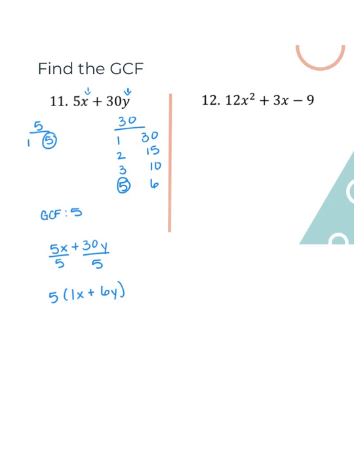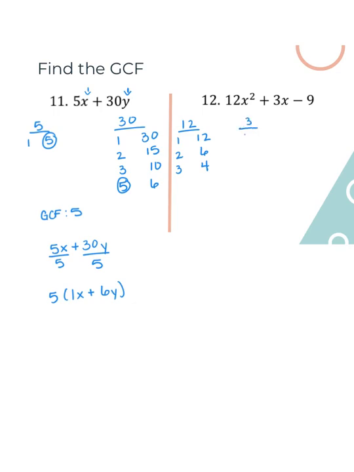Okay, so let's find the greatest common factor between 12x squared plus 3x minus 9. Okay, so first I'm going to find my 12. So remember, you always know you're going to start with 1. So 1 times 12. Okay, and now you're going to take 12 divided by 2, and you'll get 6. 12 divided by 3, and you'll get 4. And now I'm at 4, but I already have a 4, so I'm not going to write that one down.